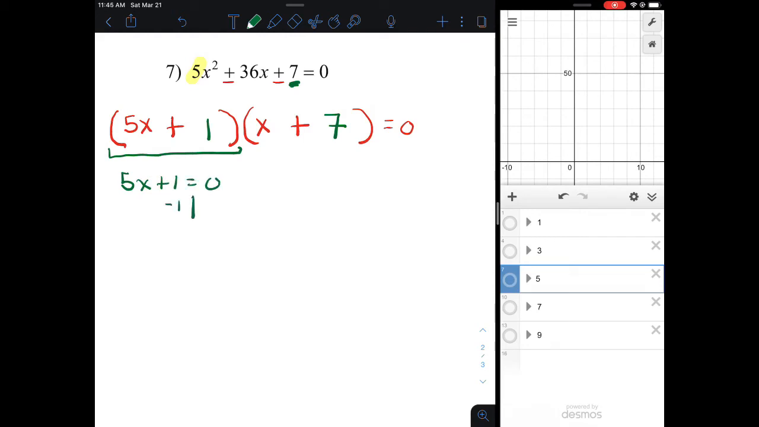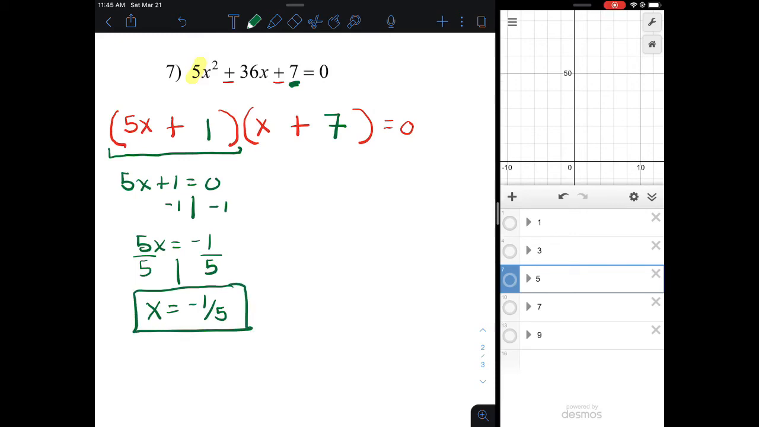And then I work my way to solve. I'd have to subtract the 1, and I get 5x is equal to -1. And then we would divide by 5, and so we get x is equal to -1/5 as an answer here.